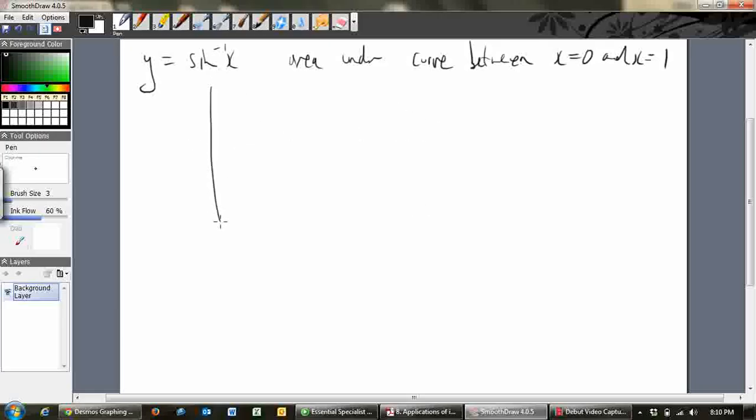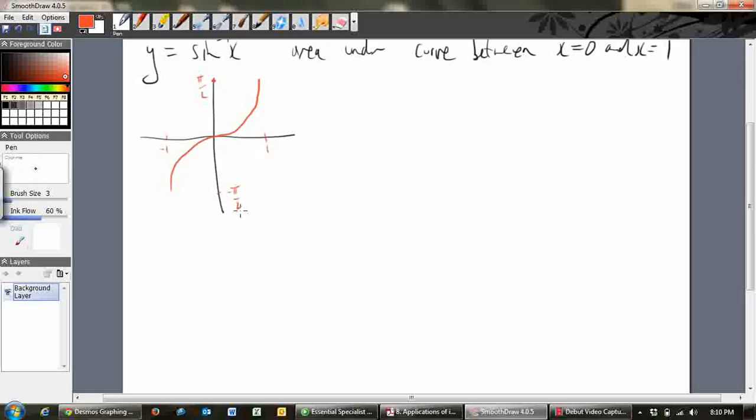So what does this function look like? Well, sine x, hopefully you know by now, hopefully you've done this enough times, looks like this. And it goes between 1 and negative 1, and it goes between pi on 2 and negative pi on 2.